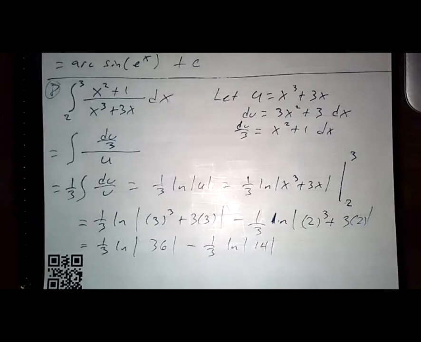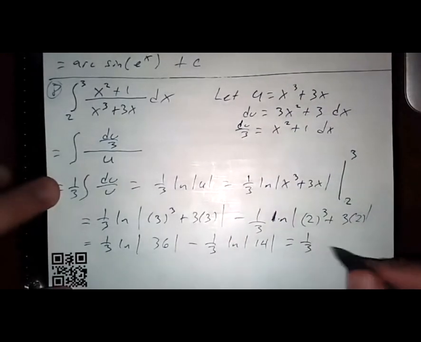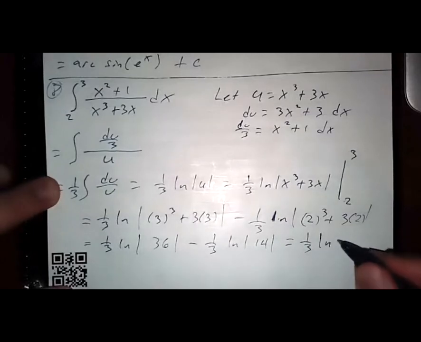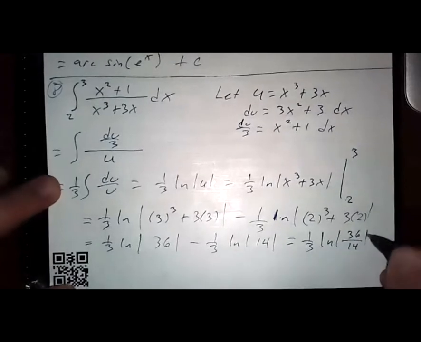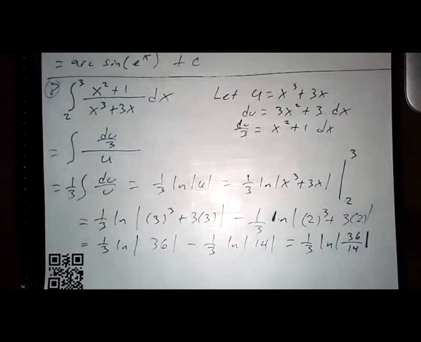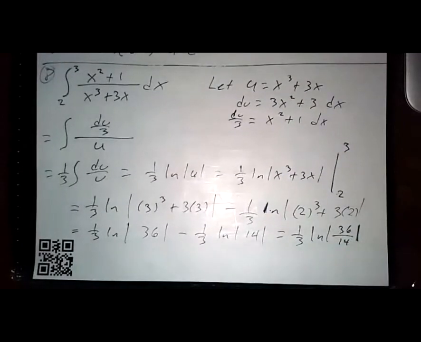At that point, you could combine the fractions into one, right? Using the properties of logarithms, you can say this is ln of 36 over 14, which reduces to 18 over 7. And that's what they get. They reduce this one more step, but I'll let you do that.